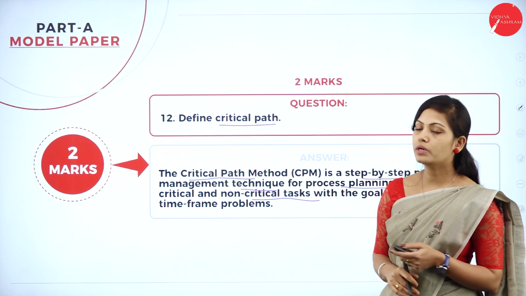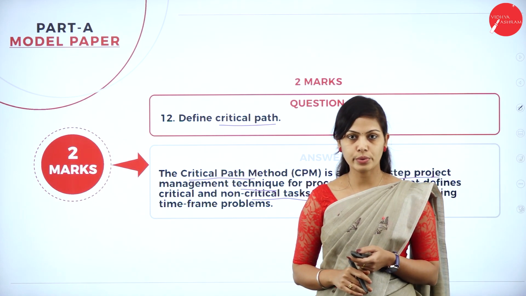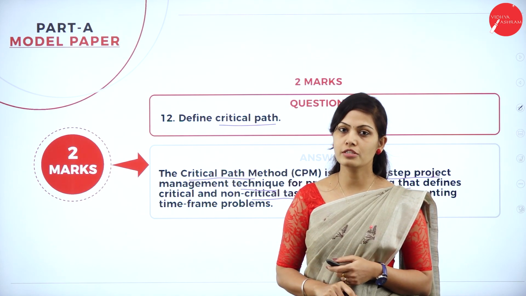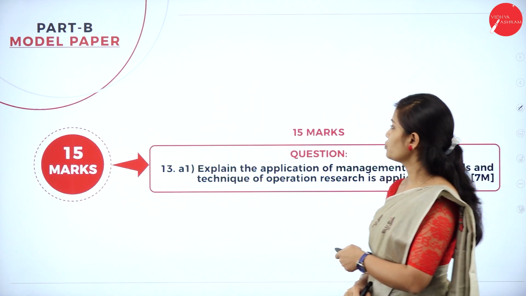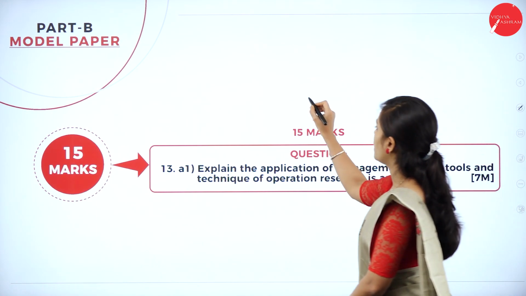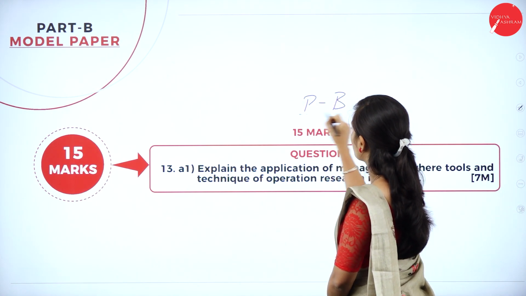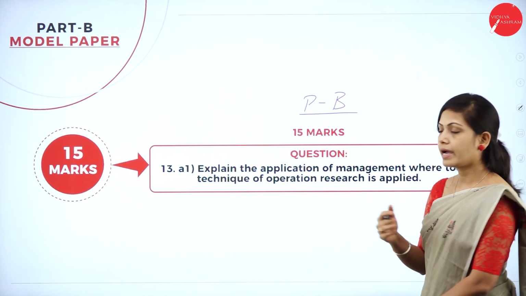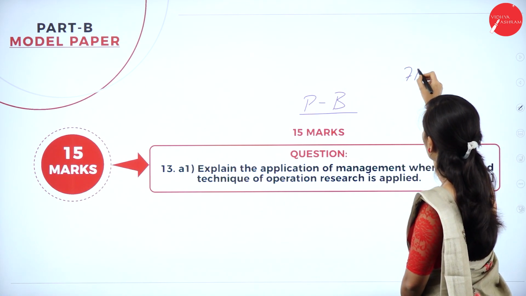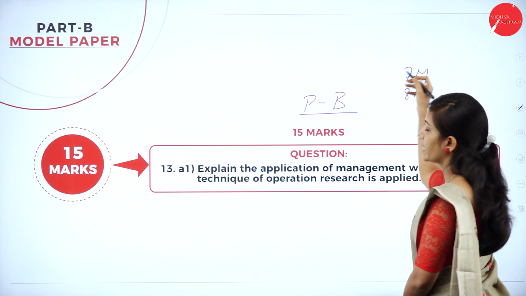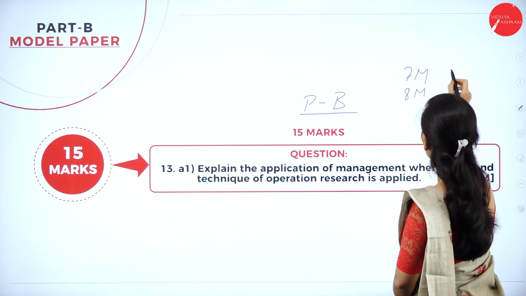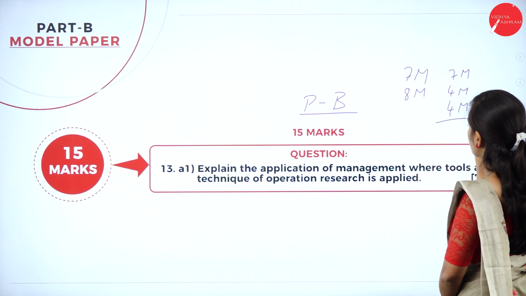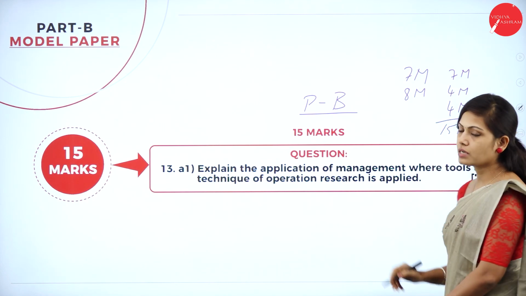So this is about your part A, 12 questions. You have to attend only 10 questions. You have 2 questions choice. And coming to the next part, called part B. Each question carries 15 marks. So 15 marks can be partitioned into 7 marks and 8 marks, or 7 marks, 4 marks and 4 marks also. So totally it's a 15 marks question.